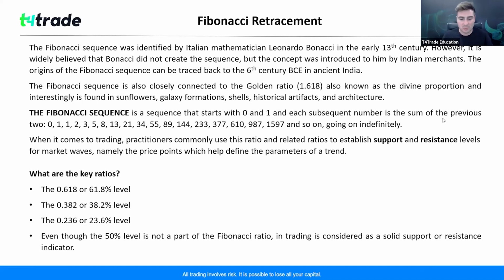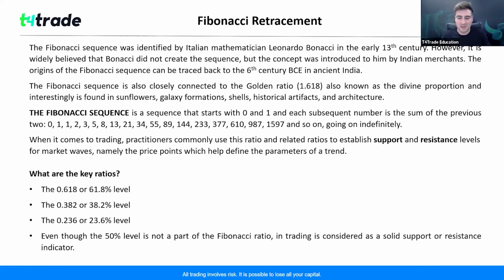The Fibonacci sequence was identified by an Italian mathematician named Leonardo Bonacci back in the 13th century, so it goes way back. However, it is widely believed that Bonacci did not come up with the sequence himself, but that the concept at least was introduced to him by some Indian merchants, and we have early evidence that this kind of ratio was first identified. I don't know if it was popularized back then, but it goes back to the 6th century BCE in ancient India.